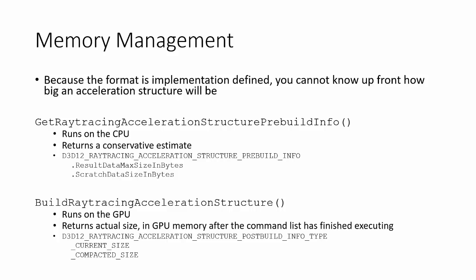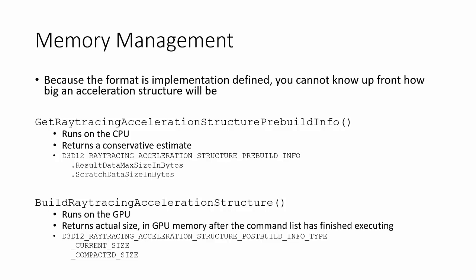Once you've allocated that much space, you call build raytracing acceleration structure. And that actually does the work of doing the BVH optimization. This runs on the GPU. And when it's done, it can return the actual size of how big the thing for real turned out to be. That's going to be available in GPU memory. And it's not available until after the build command has finished executing.